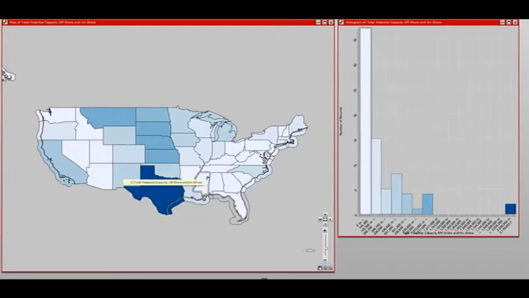Each state is currently colored according to the aggregate amount of offshore and onshore wind resource available in megawatts. I chose blues because it shows some of the changes in gradients more clearly. Texas is the clear leader with over 2,179 gigawatts of wind capacity possible according to the estimates.